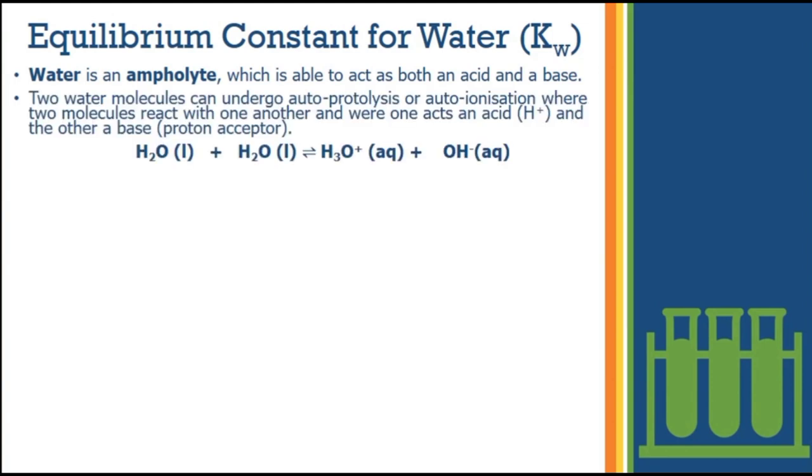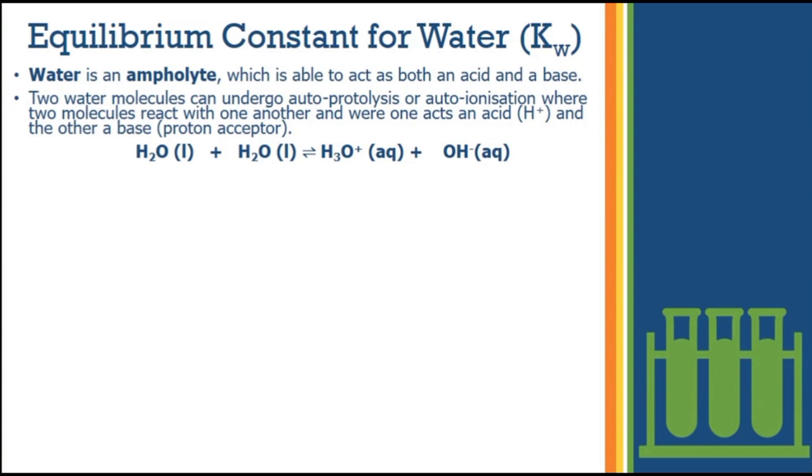Two water molecules can undergo autoprotolysis. Do we notice that? Autoprotolysis or autoionization. Remember, auto means by itself. Autoionization or autoprotolysis, where two molecules react with one another, and where one acts as an acid, that's the H plus ion, and the other as a base. In other words, it becomes a proton acceptor.